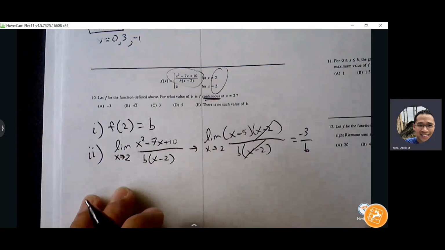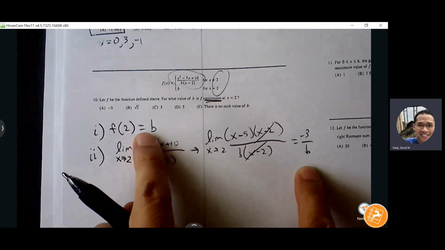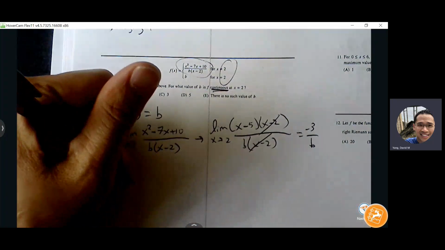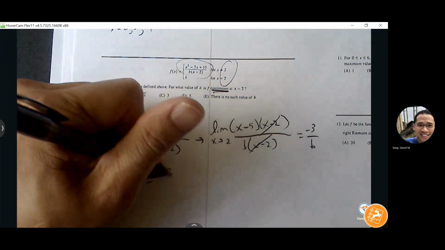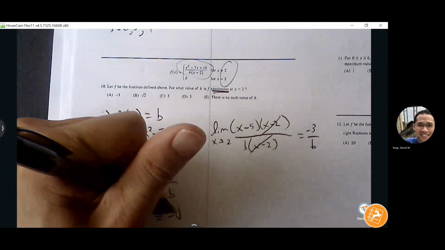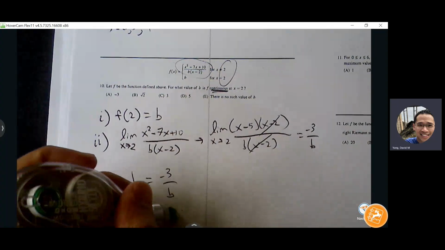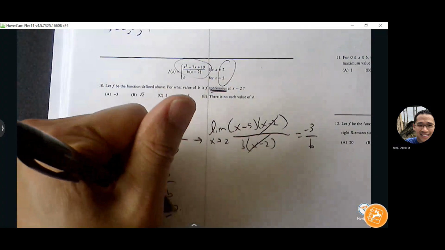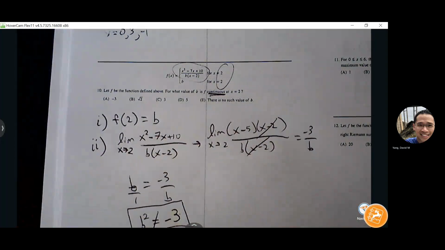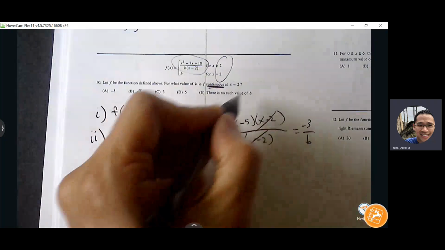So now that I've gone through my first 2 conditions for continuity, my third condition is just looking back and seeing, okay, what value will allow this to be true? When is b going to be equal to -3 over b? And here, if I try to solve for b, I'm not going to be able to get to a real number. So b squared equals -3. No real number for b can allow me to get -3 in return. So we know that there is no such real number value for b.